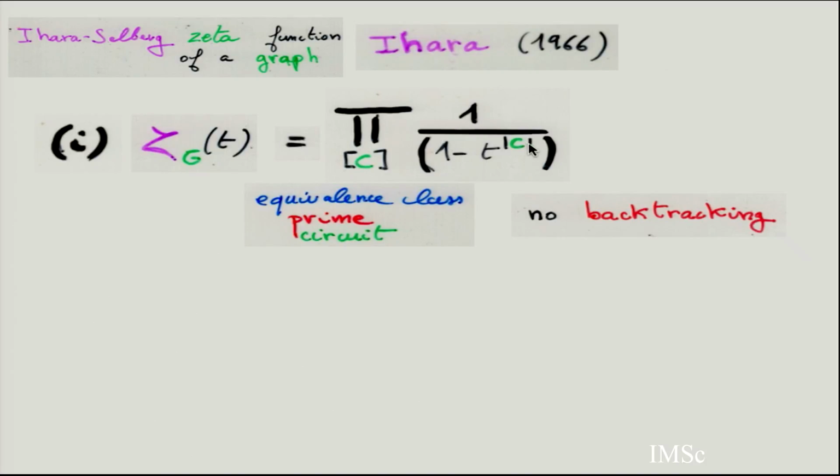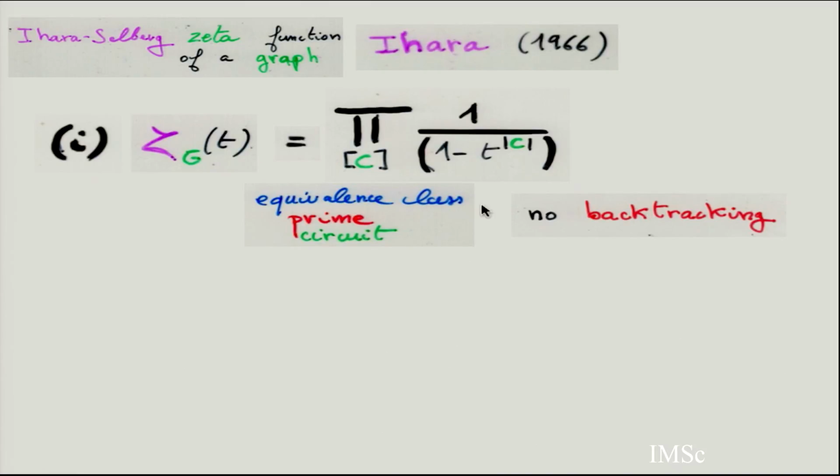And so the definition of this Ihara-Selberg zeta function is a product of all this, 1 over 1 minus t to the power of the length. This is the length of the circuit, and the product is over all equivalence classes of prime circuits. There is something I will define. So you know what is a circuit, you know what is a prime circuit, you know what is an equivalence class of a prime circuit, and now I have something more, which is circuit with no backtracking.